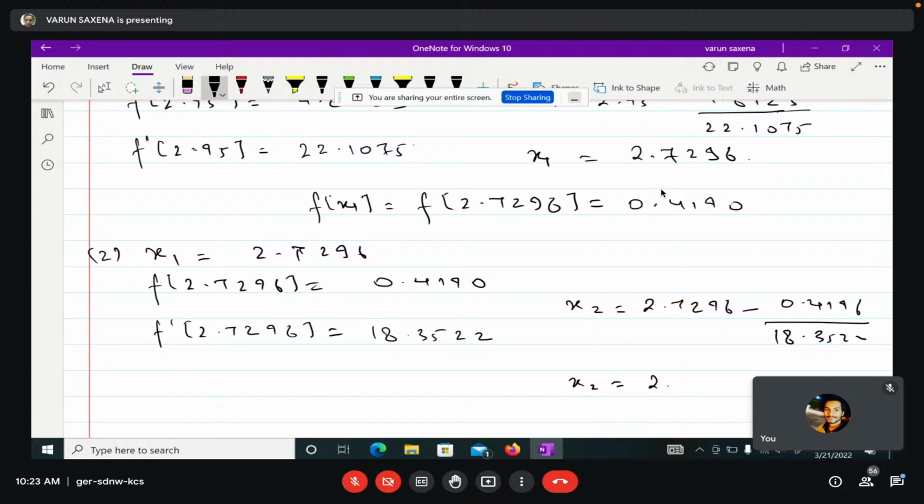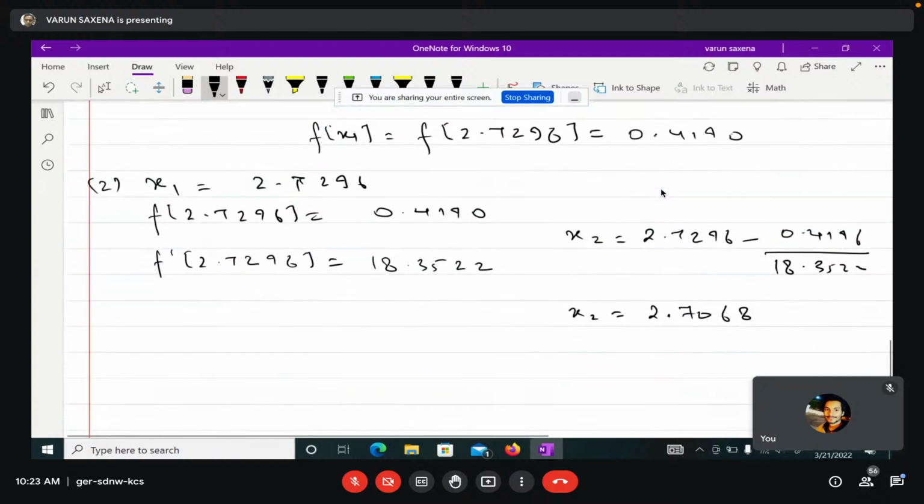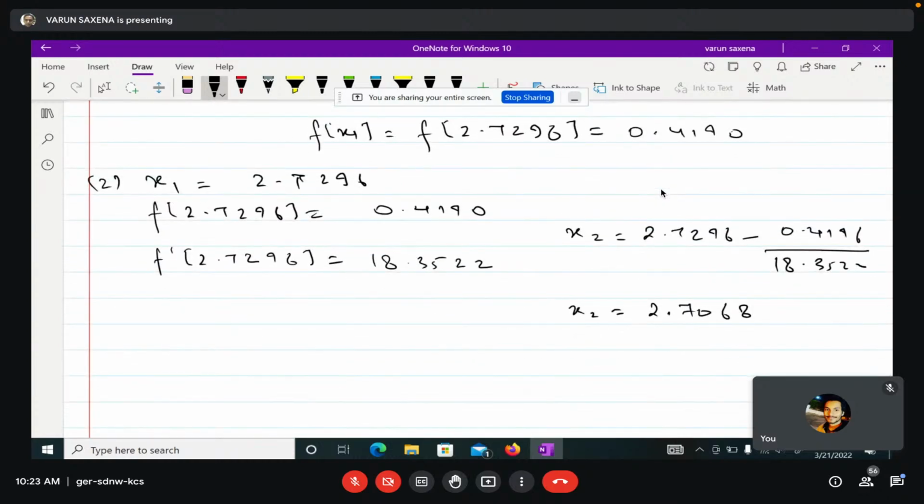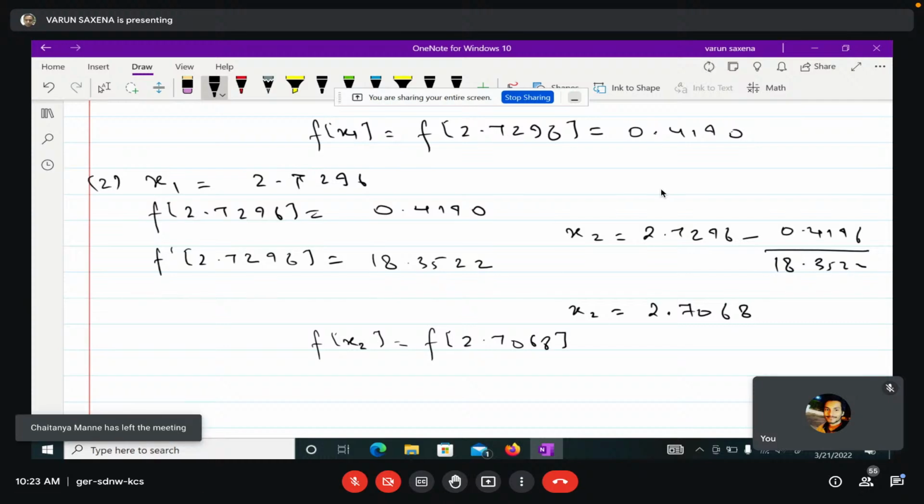It will come out to be 2 point something, right? It will probably be 2.7, 2.706. 2.7068. Okay, thank you. So this is what x2 is. Then you again check for fx2, which means you check for f 2.7068. And tell me what this value is.